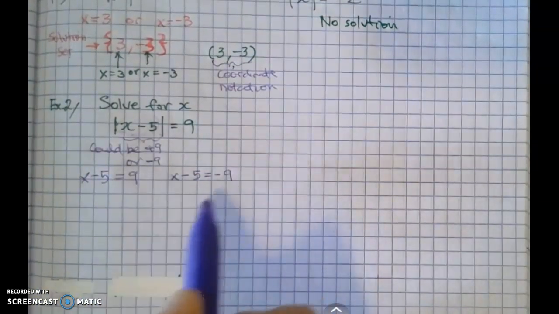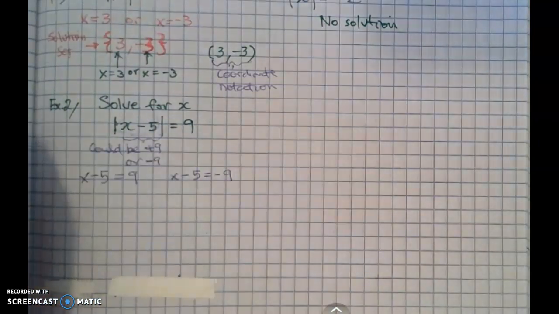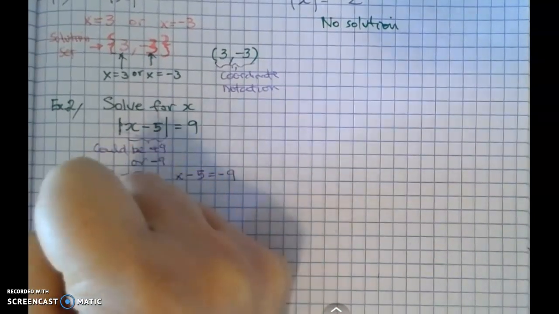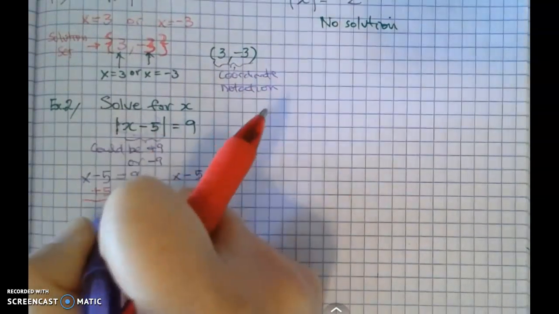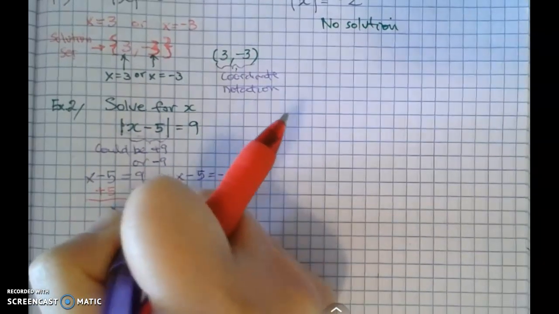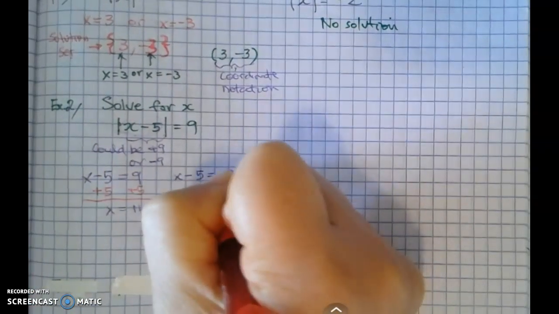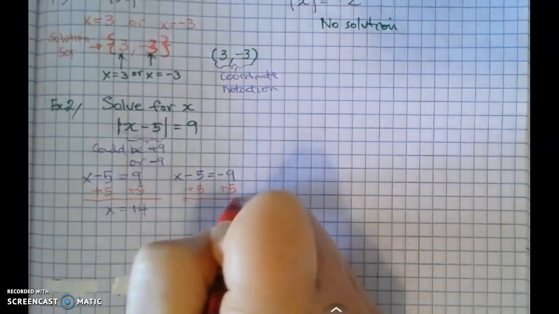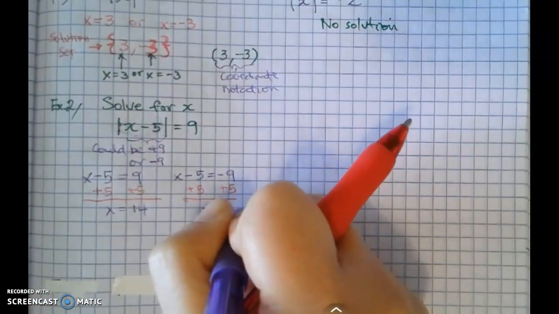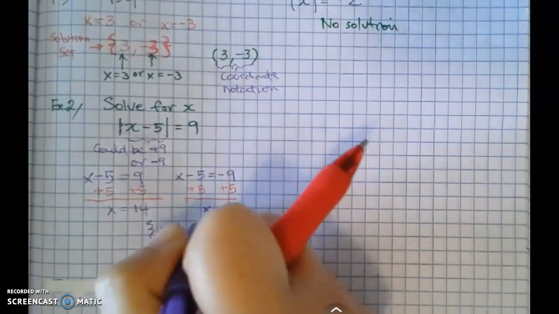So we have two different equations from the one absolute value equation. From here, it's pretty simple. You know how to solve this. We add 5 to both sides, and that leaves us with x is equal to 9 plus 5, which is 14. And on this side, add 5 to both sides again, and you are left with x is equal to negative 4. So my solution set would look like this: negative 4, comma, 14.